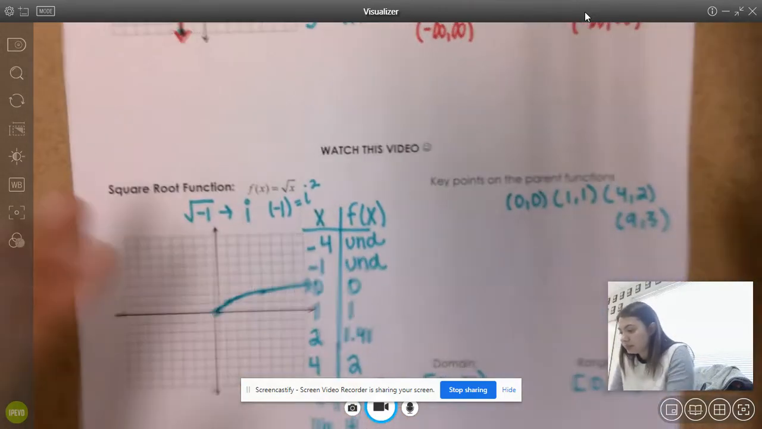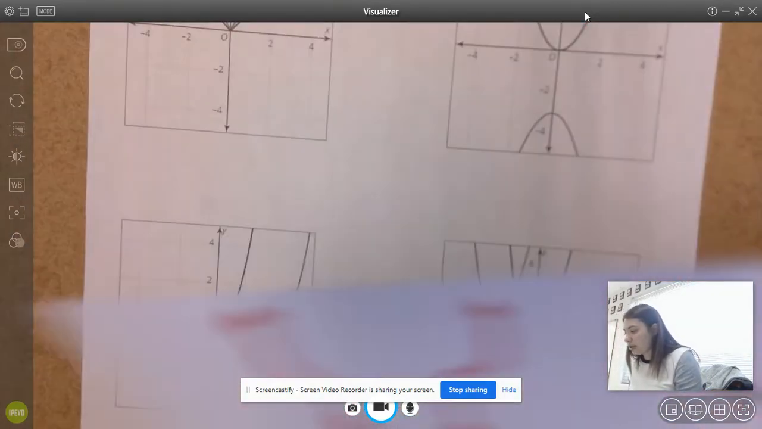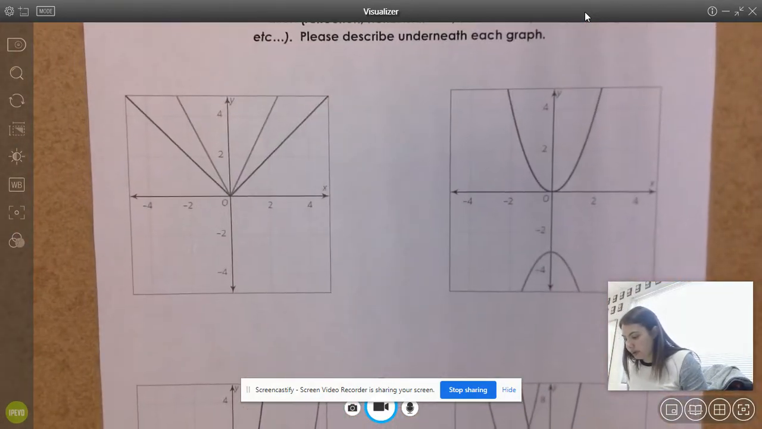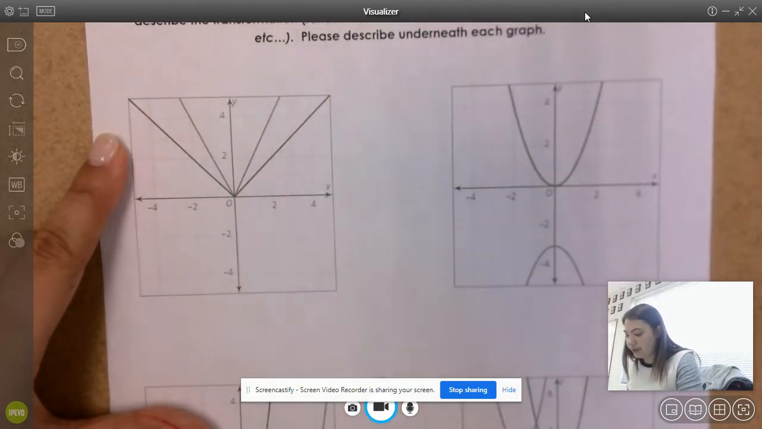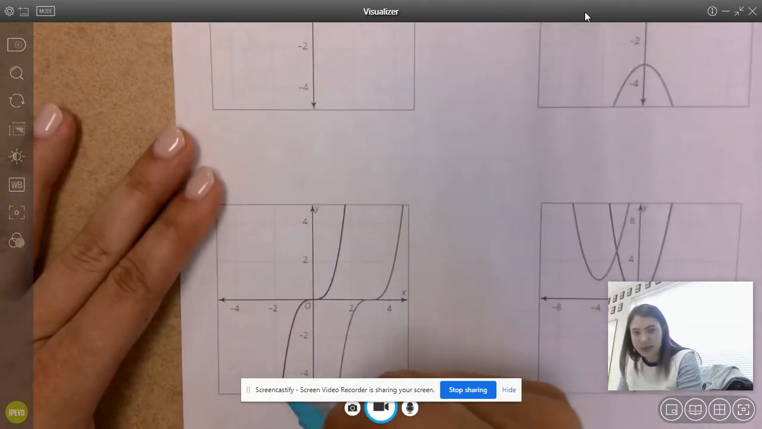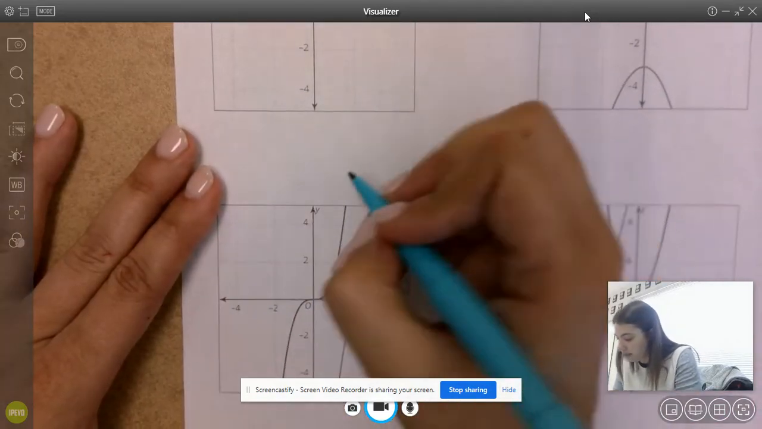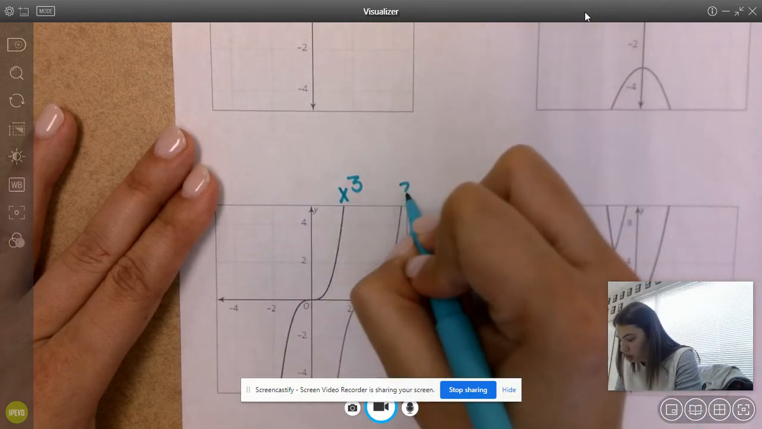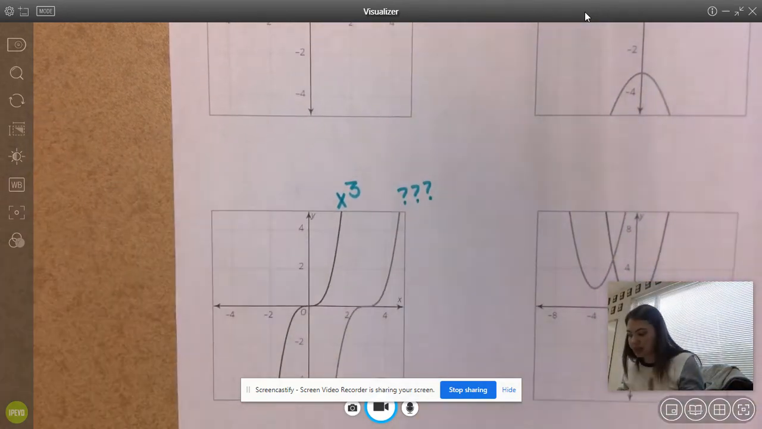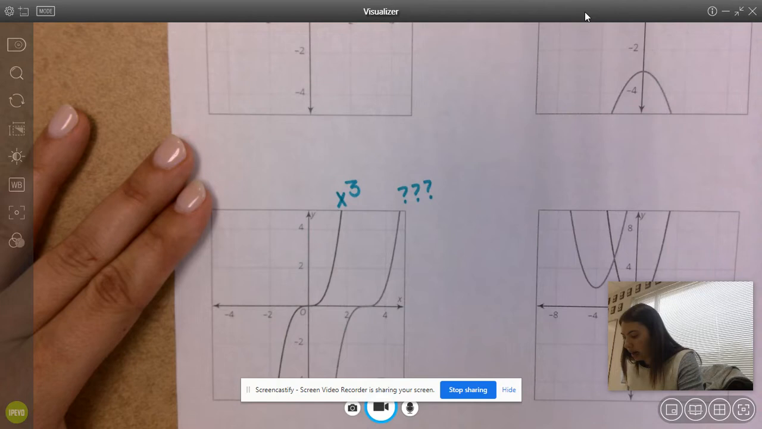So now, there is no video for the last page of this homework, okay? But you guys will see that you're looking at two different graphs here, right? Here we see the original parent function of x cubed. And here we see the new one, right? We don't know what the equation is. We know it's something that's cubed. But how would we describe this?